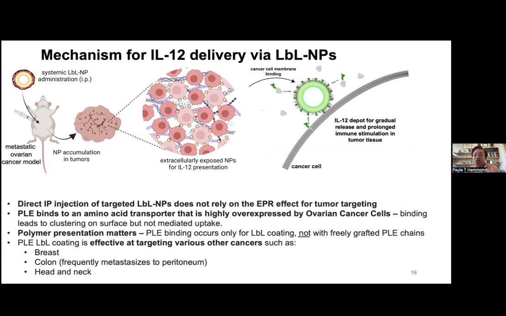We've begun to understand more about the mechanism on a molecular level. And in doing that, we are understanding why poly-L-glutamic acid is interesting and works. It's because it's binding an amino acid transporter that is highly overexpressed in ovarian cancer cells. Now we've looked and we found some other cancers where this could actually be relevant, including forms of breast cancer, colon cancer, and head and neck cancer.